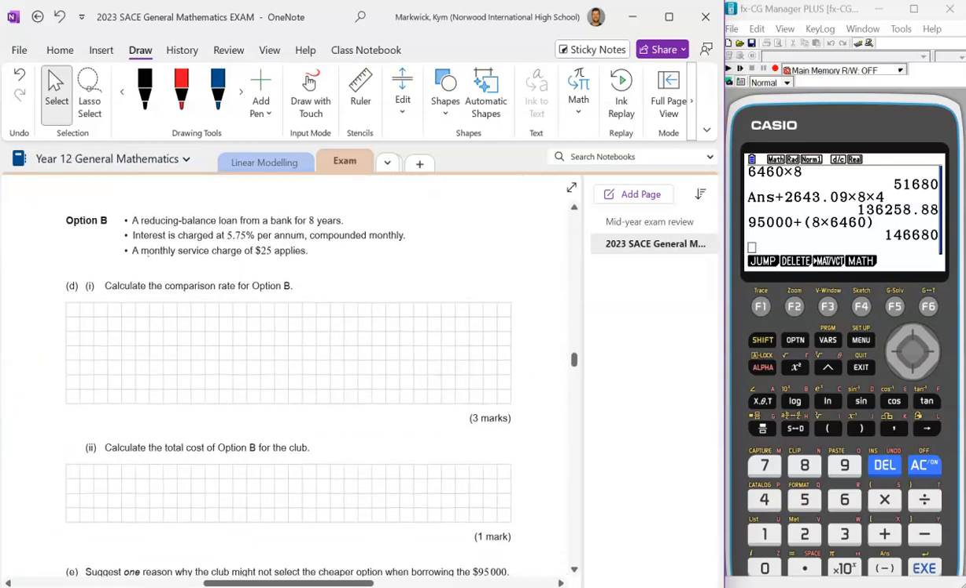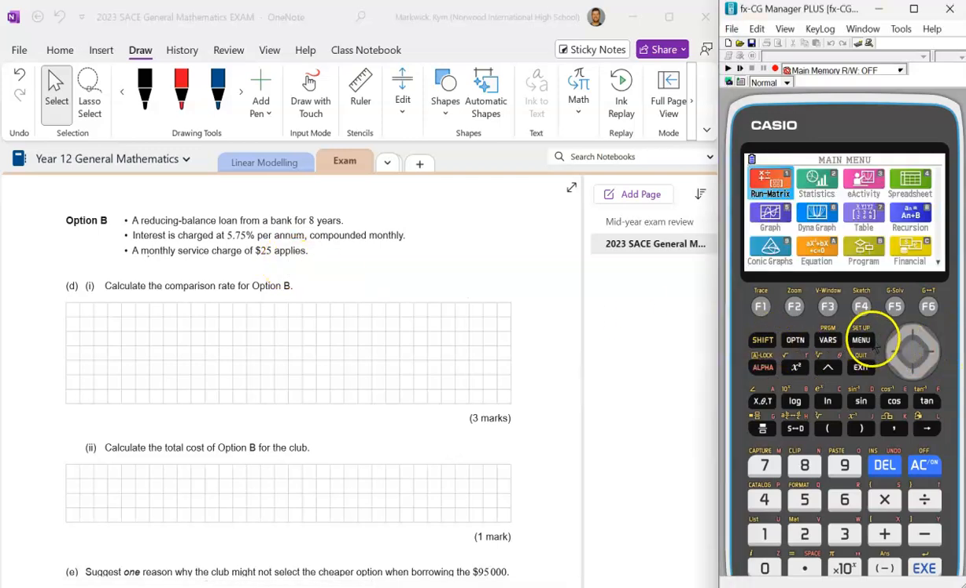Moving on to look at option B. So option B is a reducing balance loan from a bank for 8 years. Interest is charged at 5.75% per annum, which is compounded monthly, and a monthly service charge of $25 applies. So what we're going to do is we're going to work out the monthly repayments they have to make to pay off that $95,000.